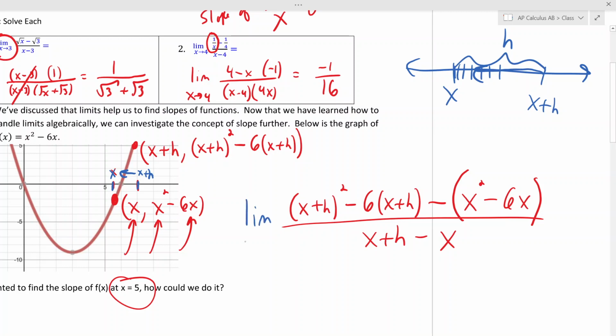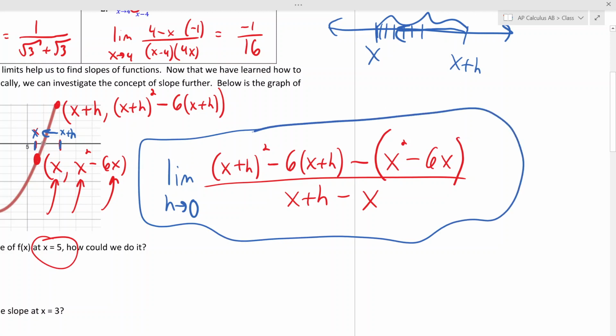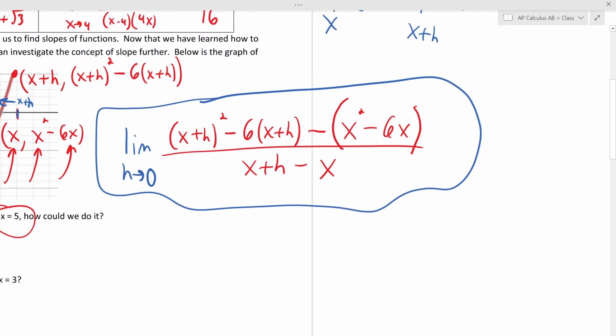Now, we don't want the points to overlap. We want to know what happens as it approaches 0. What is this going to find me? The slope where? This is the slope between 2 points. X and x plus h. If h goes to 0, now it's the slope between what and what?